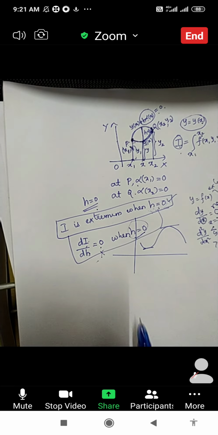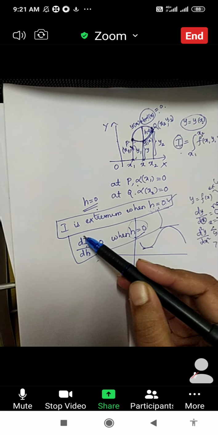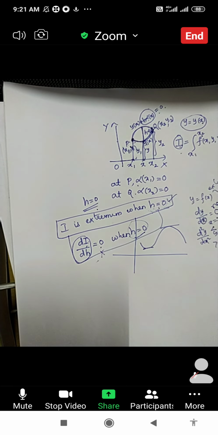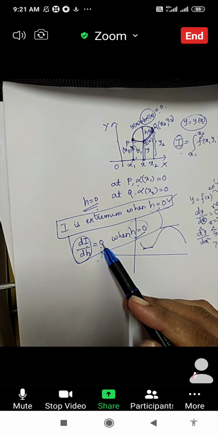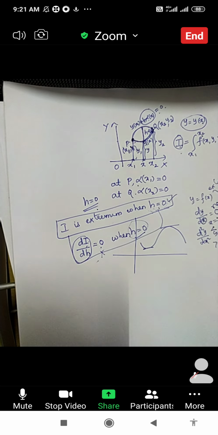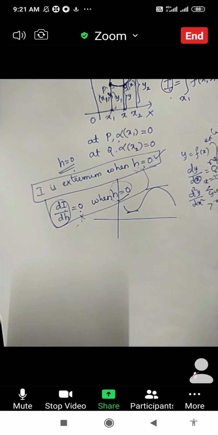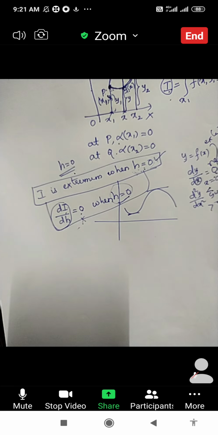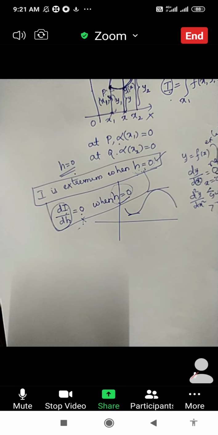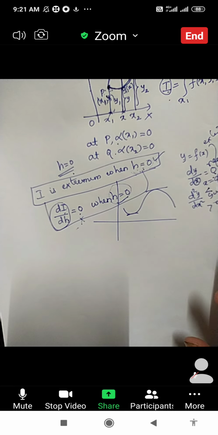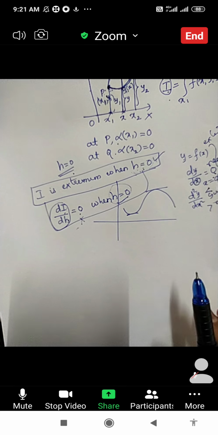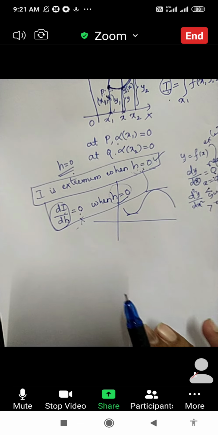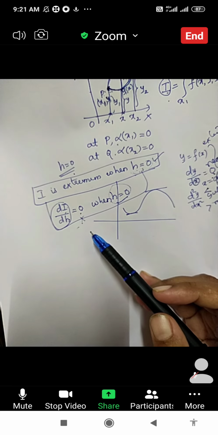Now, next we are going to find di by dh. We are going to equate that to 0 and we are going to take when h equal to 0. Are you getting the point? If anyone has not understood, please raise the question. I'll explain. But for that, you should know about maxima minima. Even last time it was discussed. Okay, no one is raising, that means you are understanding. Very good.